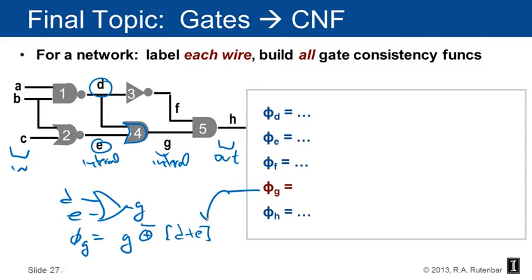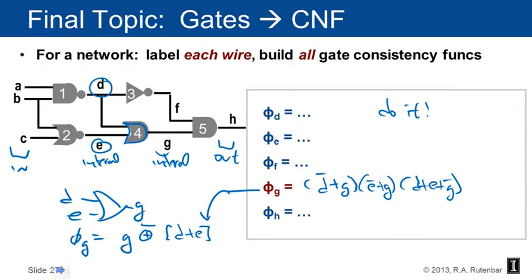If we were to actually grind that out, we would discover that that is D bar plus G, ANDed with E bar plus G, ANDed with D plus E plus G bar. And there we have it. And it's worth doing this for a few of these others to just try your hand, kind of convince yourself what's going on here. So what do we do next?